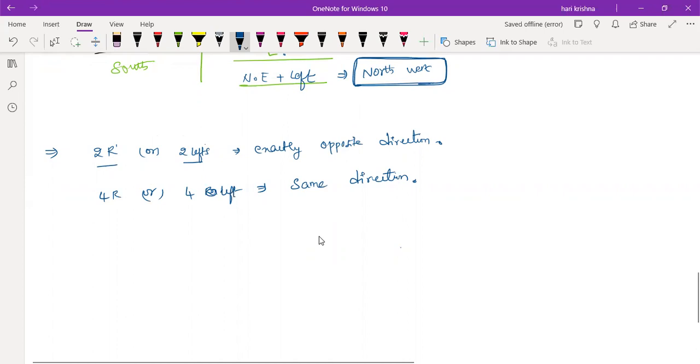Understand this one. If you take two rights or two lefts, they are in the opposite direction to the original one. If there are four rights or four lefts, it is in the same direction as the original one. So we'll take one example here. If the person is initially in the west direction and has all lefts and rights, then what is the final answer?